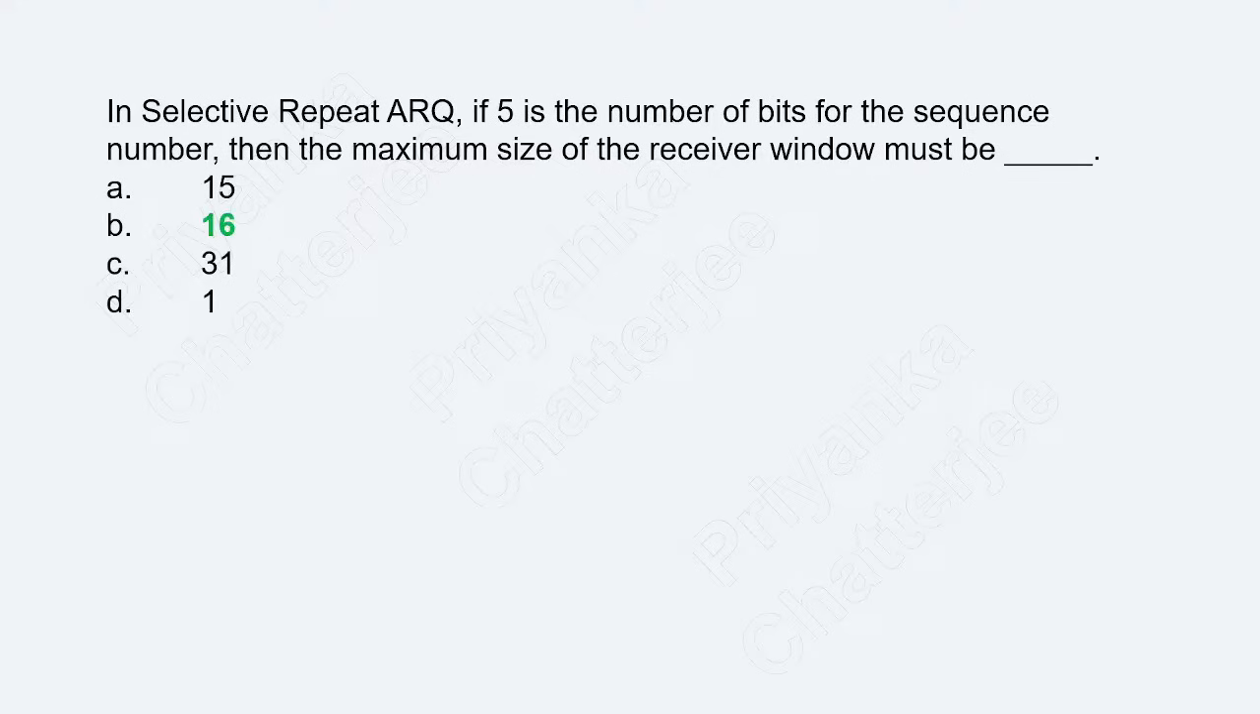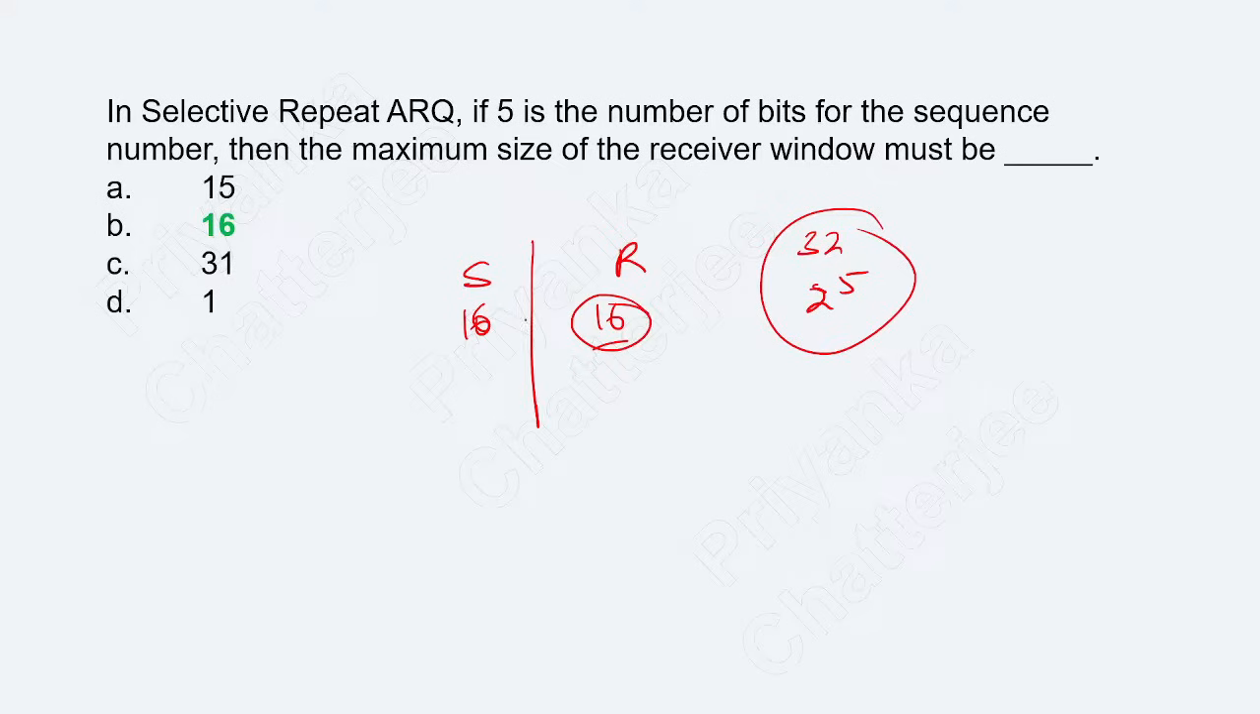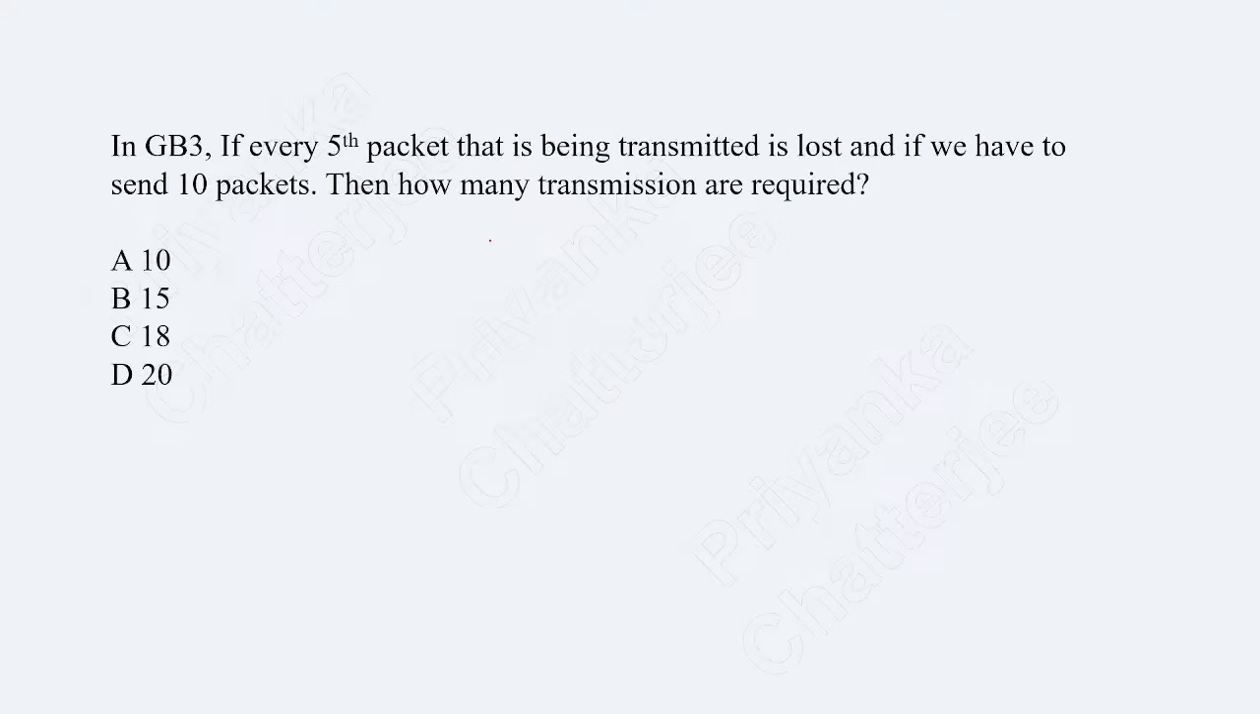Yes, this one will also be 16. Sender and receiver, both will be half. Total was 32, that is 2 to the power 5 is 32. Sender also 16, receiver also 16. That is the answer, 16 and 16. Yes, correct. Now tell me what will be the answer for this one.